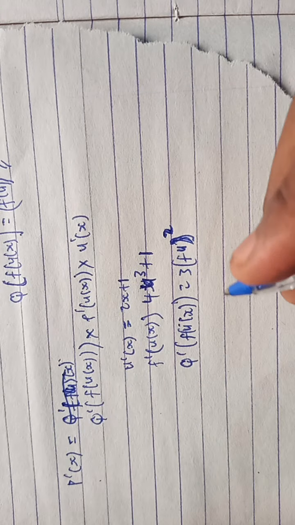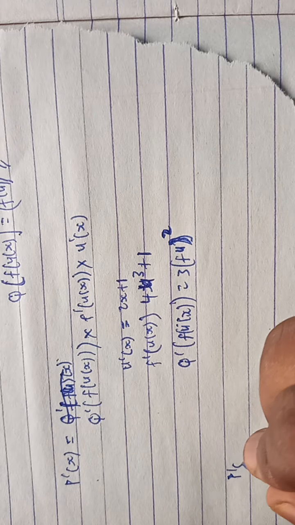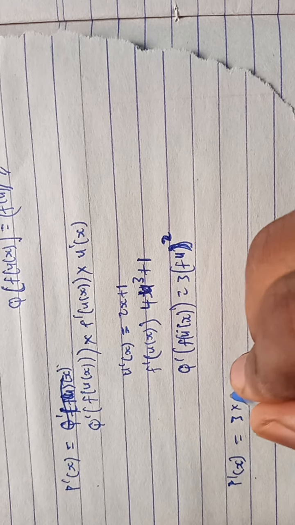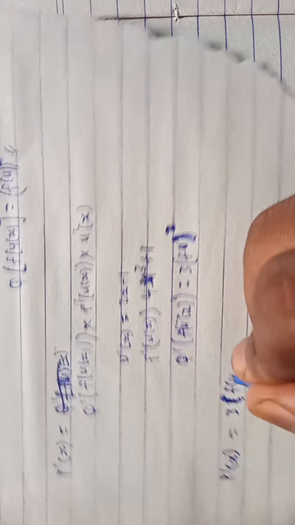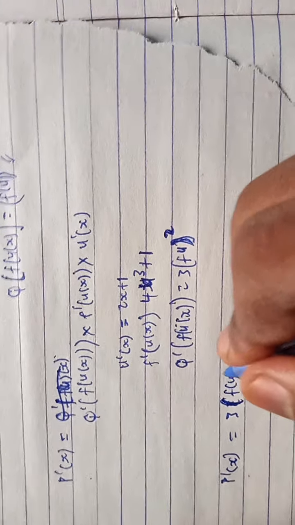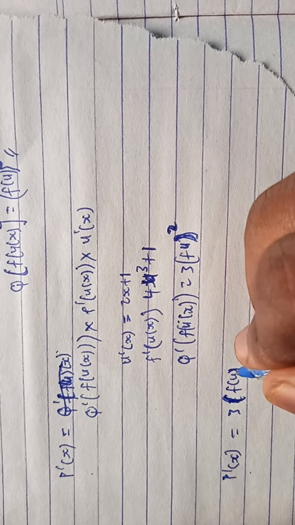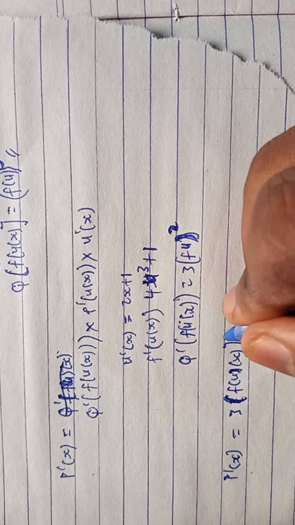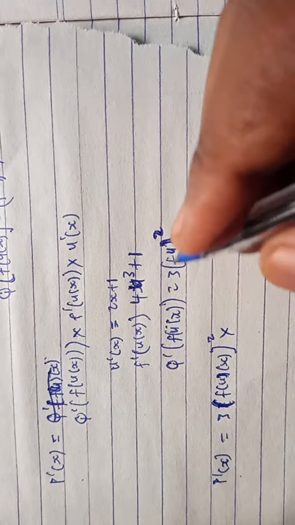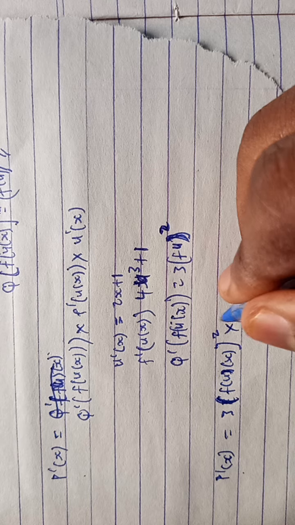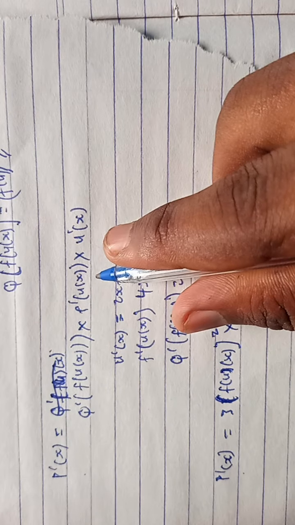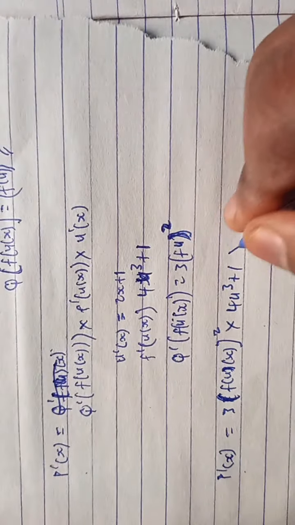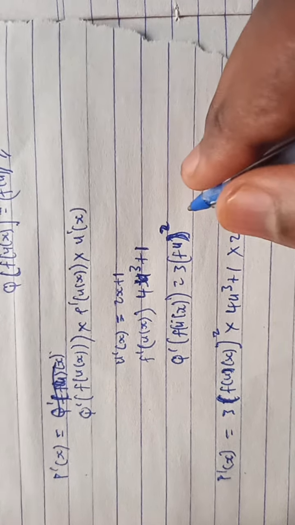In multiplying them, we will have p prime of x equal to 3 times f of u of x squared, times this one, which will be 4u cubed plus 1, then times 2x plus 1. Have you seen that, guys?